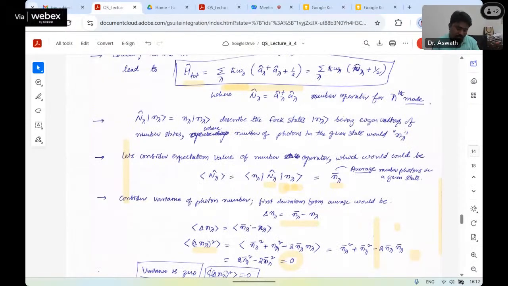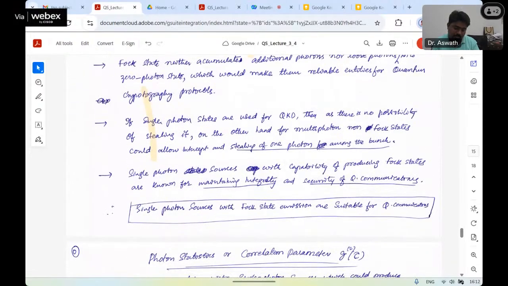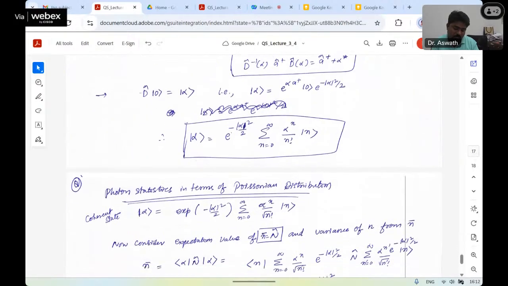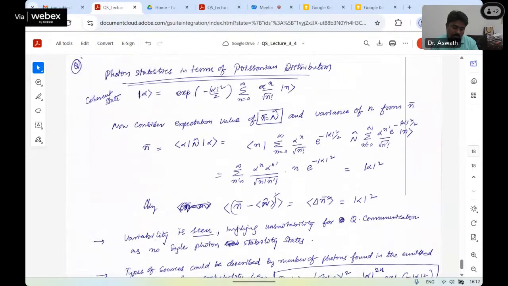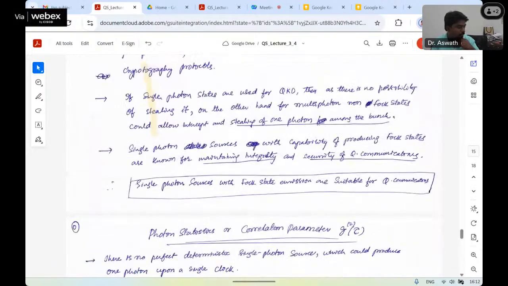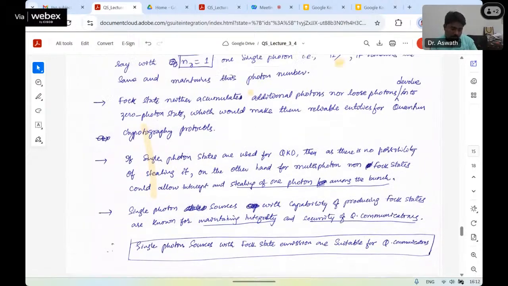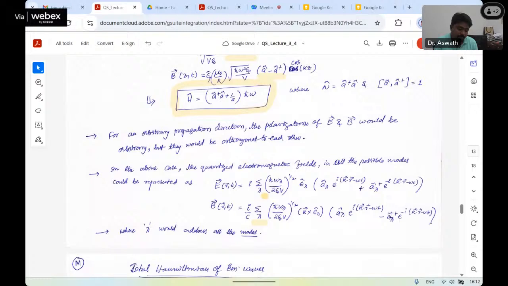In tomorrow's session, we will go through a discussion on the Fock states and the Poisson statistics, and there is something called coherent states and photon statistics and Poisson statistics for coherent states. We'll discuss. And something more that I will prepare and add to this. I will conclude here. If you happen to have any doubts, please do get in touch.